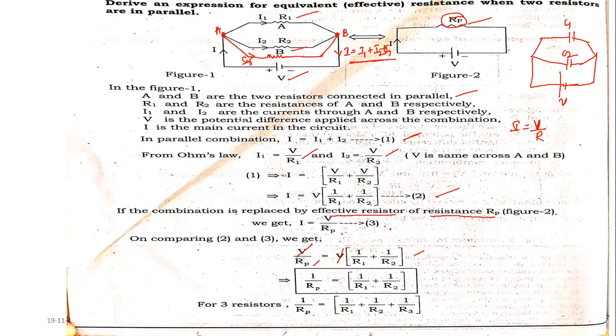This is for 3 resistors. But for n resistors, you have to add: 1 divided by Rp is equal to 1 divided by R1 plus 1 divided by R2 plus and so on up to plus 1 divided by Rn. So this is the effective resistance when n resistors are connected in parallel. Okay, this is the required derivation. That is the expression for effective resistance when the two resistors are connected in parallel. This equation can be simplified by taking the LCM.